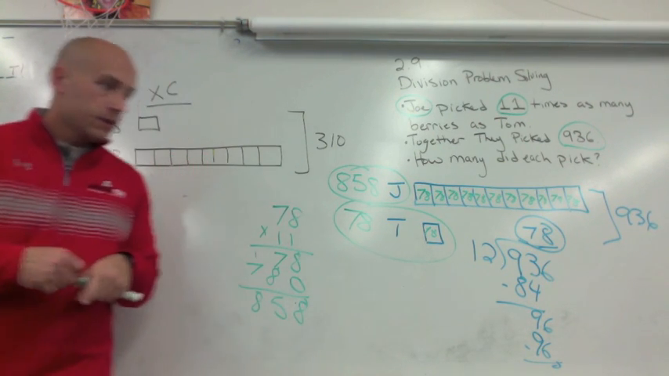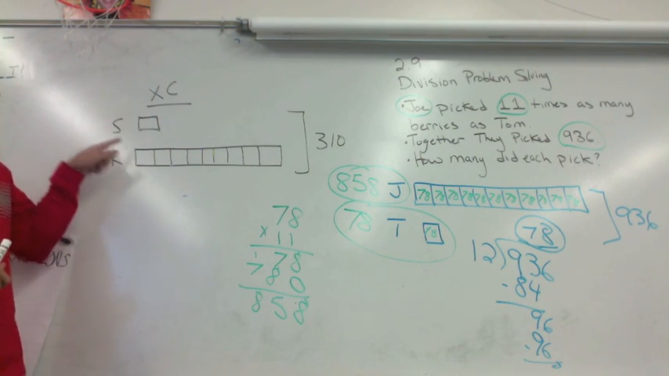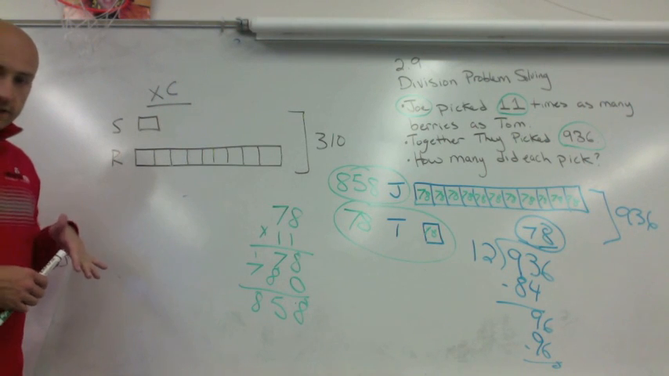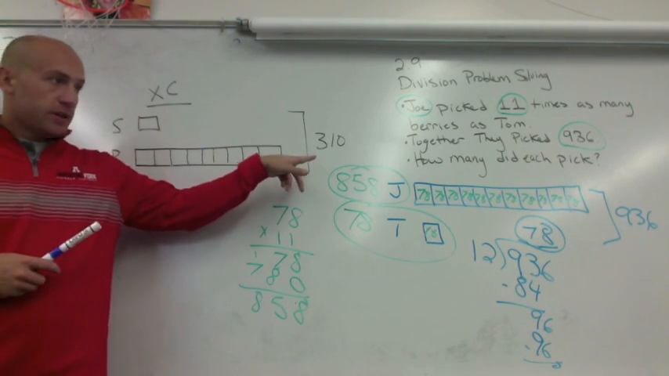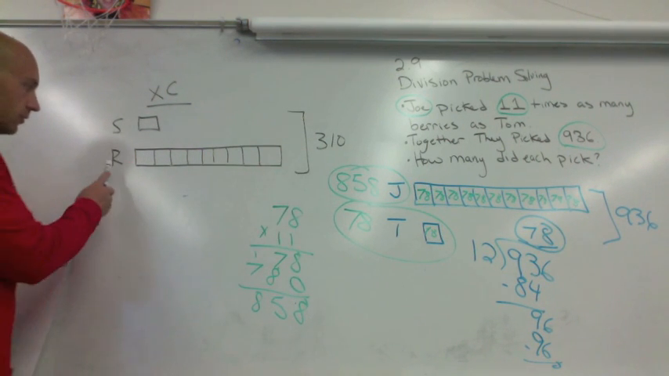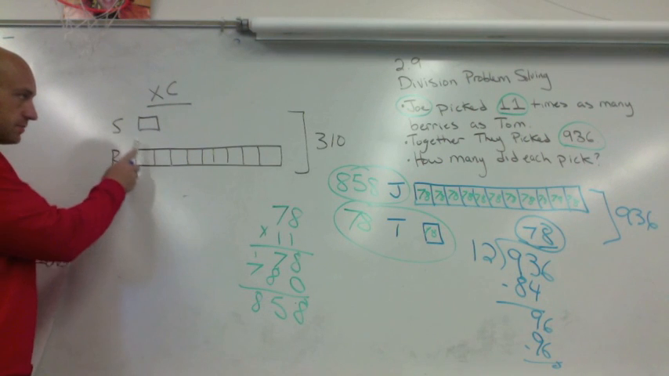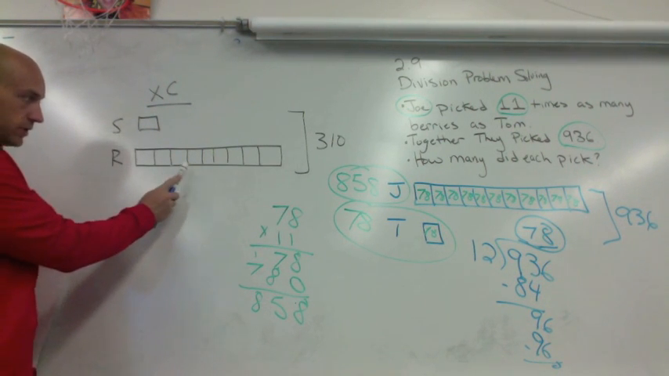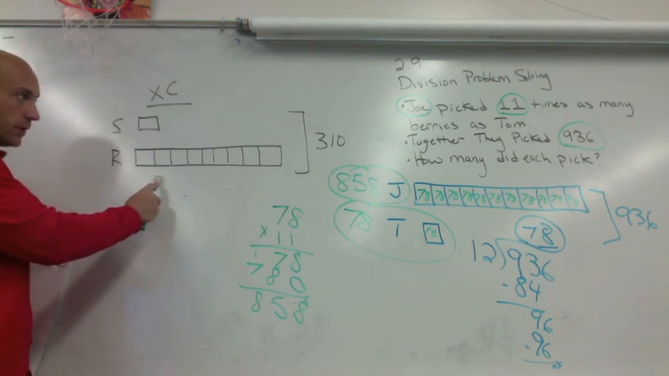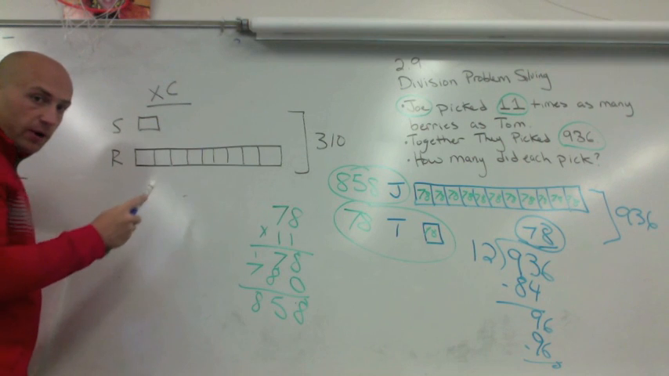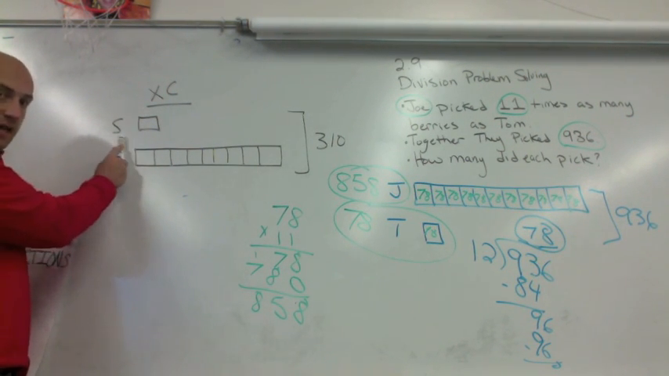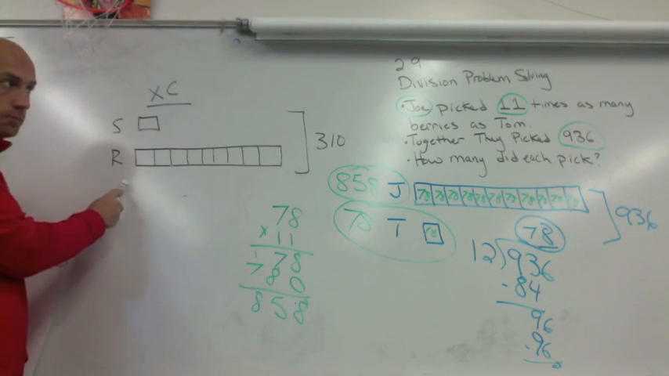Okay, here is your extra credit problem. You have just S and R, or Sam and Ruth, or whatever it is. And together they picked, we'll stick with berries, 310 berries. And Ruth picked 9 times as many berries as Sam. So I've got 1, 2, 3, 4, 5, 6, 7, 8, 9 squares, 9 boxes for Ruth, and only 1 for Sam. I want you to find how many more berries did Ruth pick than Sam. Again, how many more berries did Ruth pick than Sam?